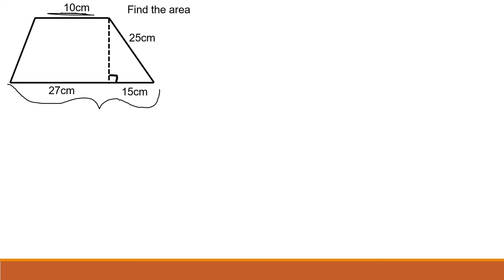I want the entire length there. So 27 and 15 are going to give me 42. And then I need to know what this missing piece is here. Well, I have a right triangle, so now would be the time to use the Pythagorean theorem. This is my hypotenuse. So it'd be a squared, we'll call this little a, plus 15 squared equals 25 squared.